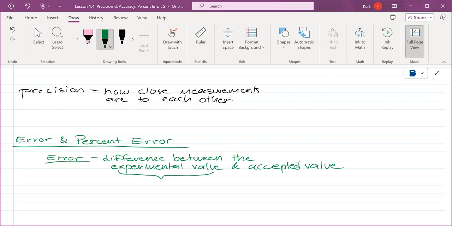The experimental value is the attempted measurement. The accepted value is the true measurement.